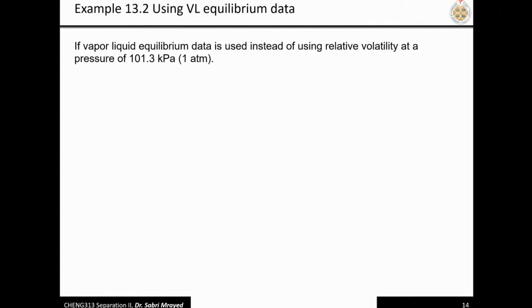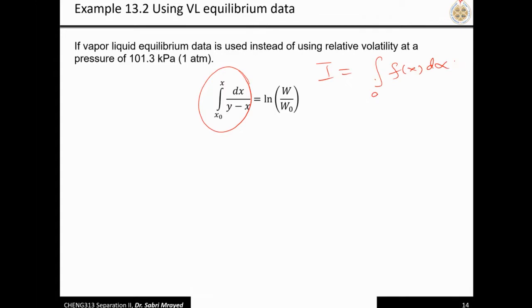So what we do, so if equilibrium data is used, this is a possibility that you see in the exam. You are not given the relative volatility, but you will be given the equilibrium data. So in this case, your concern is how to get this one. And now this one is just the integration, basically from calculus, A to B.